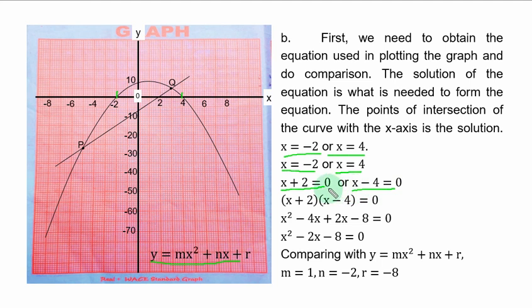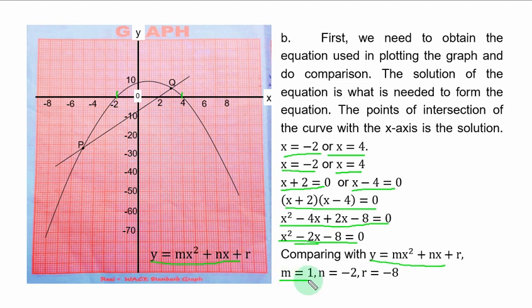And you know, if you have it in this form, you always multiply the two factors and equate it to 0. When you expand, you have s squared minus 4s plus 2s minus 8 equals 0. If you add like terms, you have s squared minus 2s minus 8 equals 0. So if you compare this with this, you see that m is the coefficient of s squared. So m is equal to 1.